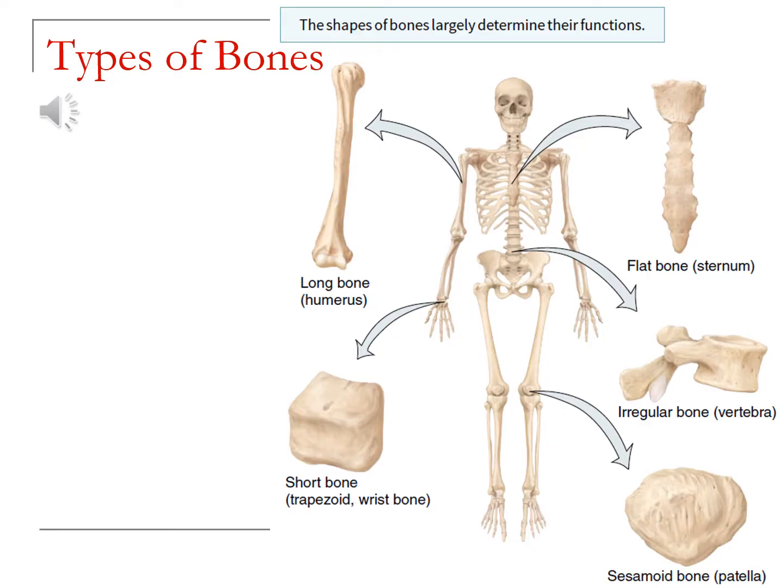We have different types and classifications of bones, and they are classified according to their shape and size. And the shapes of the different bones will tell us largely about their function. So what are these different classifications or types? We have long bones like the humerus, short bones like the trapezoid in our wrist, flat bones like the sternum, and irregular bones like the vertebrae in our spinal column, and the patella in our knees, a sesamoid bone.